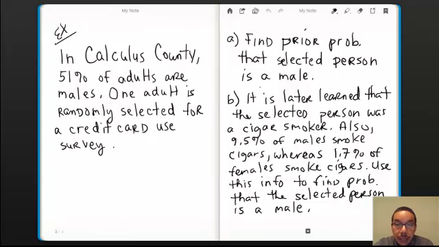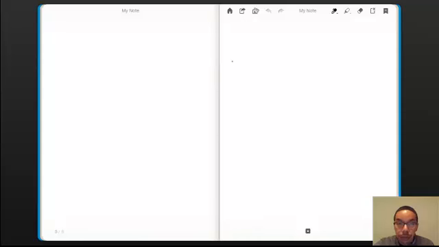Part B says it is later learned, so this is where Bayes' theorem comes in. It is later learned that the selected person was a cigar smoker. Also, 9.5% of males smoke cigars, whereas 1.7% of the females in that county smoke cigars. Use this information to find the probability that the selected person is a male. So you can pause this and copy this problem down as well as parts A and B. And now we'll move on to the solution.